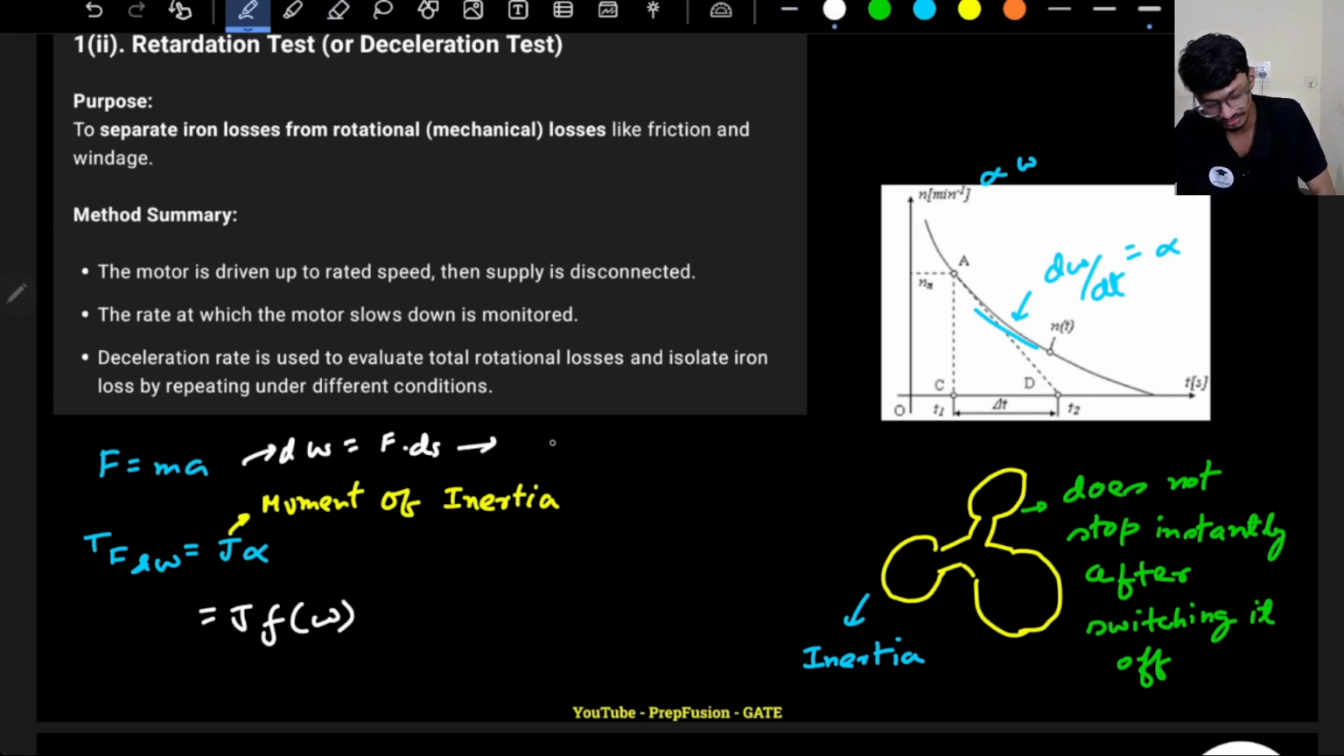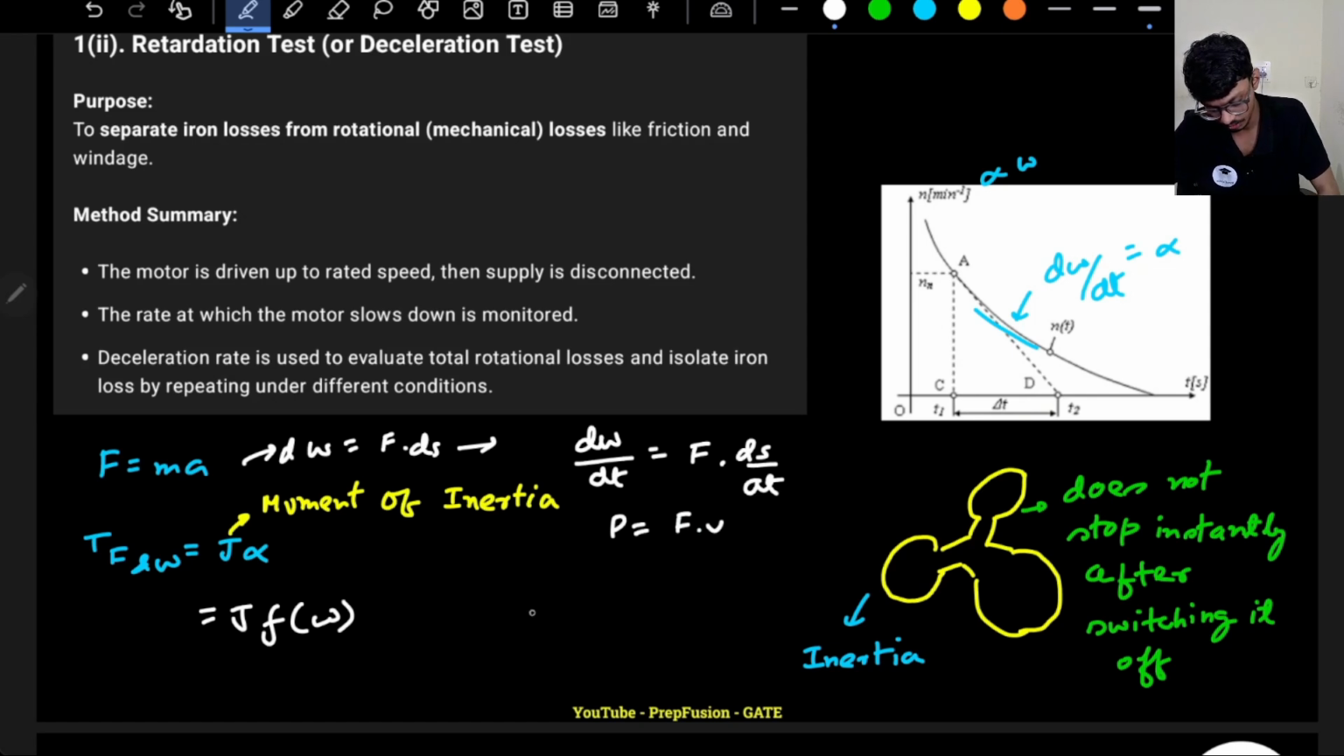Now what I can do is differentiate with respect to time. So dW upon dt will be equal to force into ds upon dt. Now what is ds upon dt? It is velocity. So what is dW upon dt? dW is the rate of work per second, so it is power. Power will be force into velocity, F dot v.